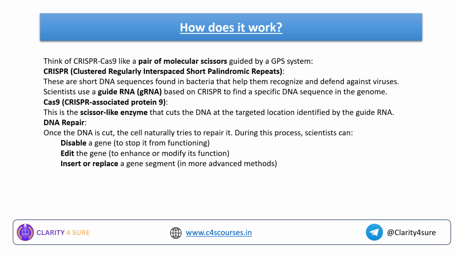Now we will see how this actually works. Think of this Cas9 protein as a pair of molecular scissors that is being guided by a GPS system. Here this GPS system is nothing but your guide RNA. What does this guide RNA mean? See, this guide RNA is nothing but a synthetic RNA, that means it is a man-made RNA which guides the Cas9 protein to a specific DNA site where the changes have to be made.